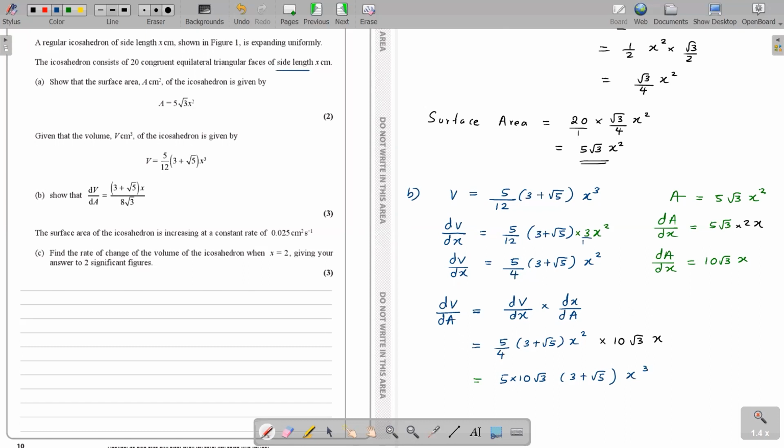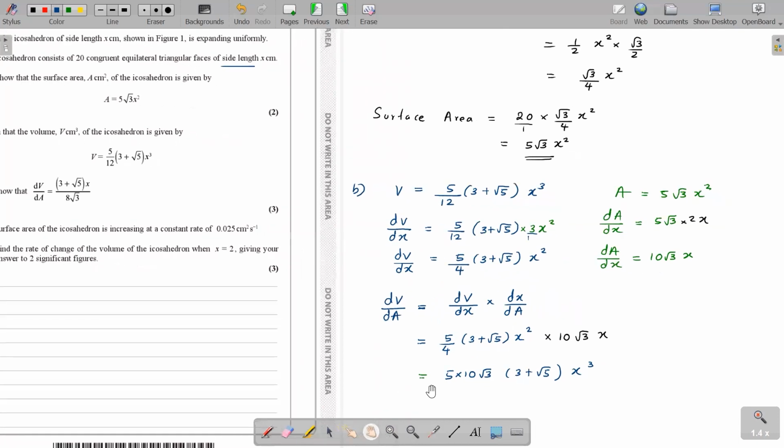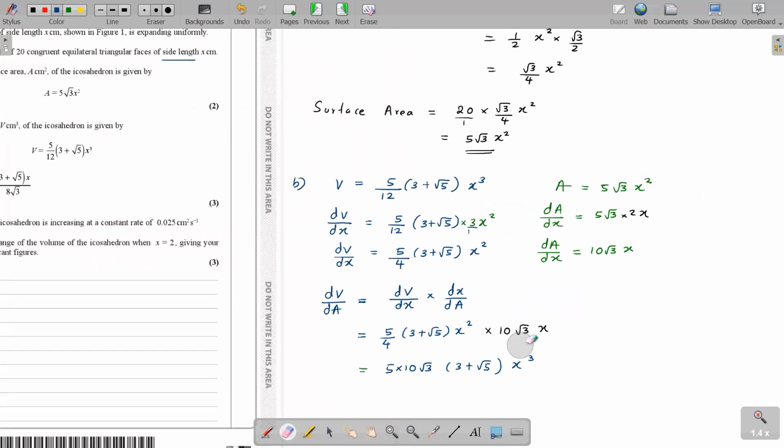Teacher, shouldn't it be 1 over 10 root 3? Yes, dx over dA should be the reciprocal. This is dA by dx, so 1 over 10 root 3 x. Then we get to show that directly.